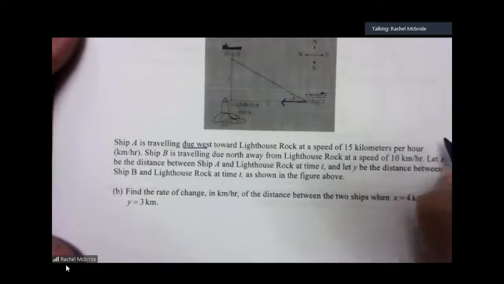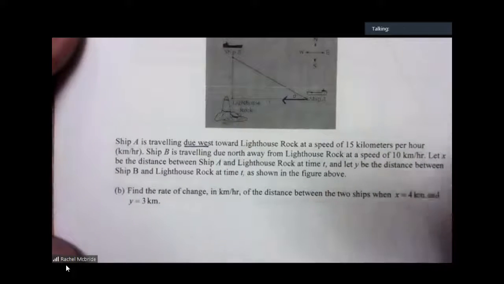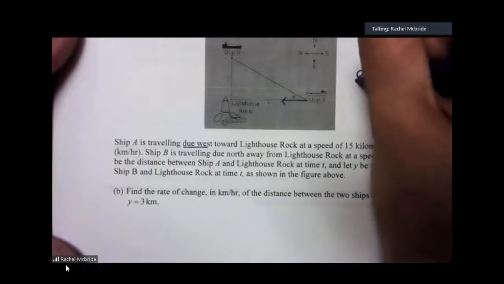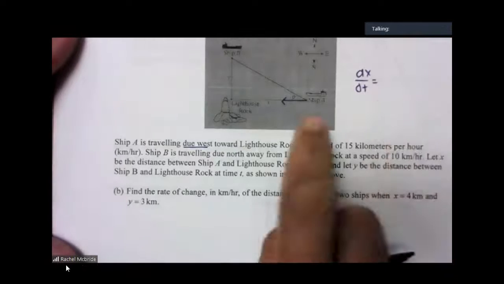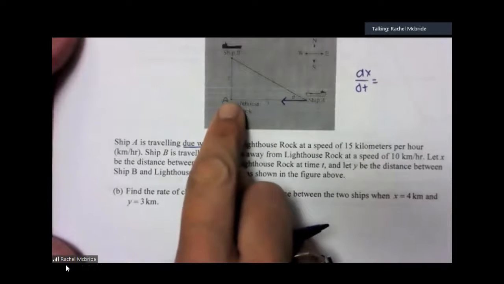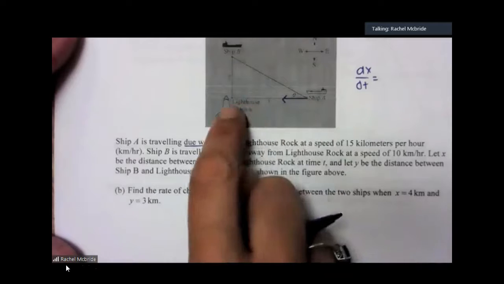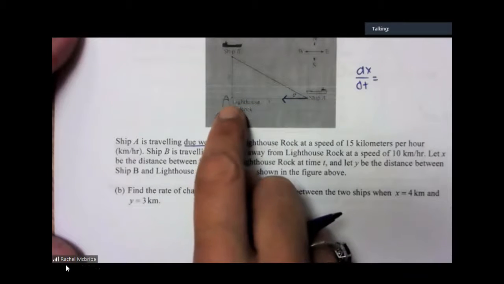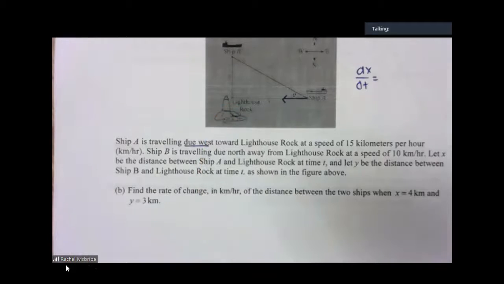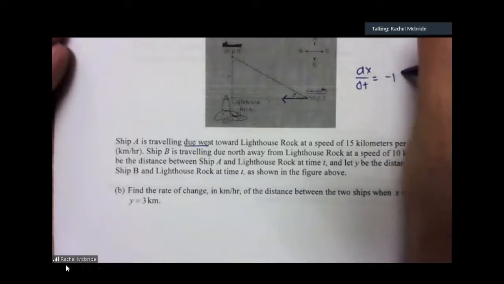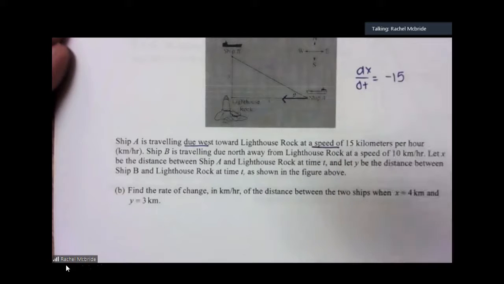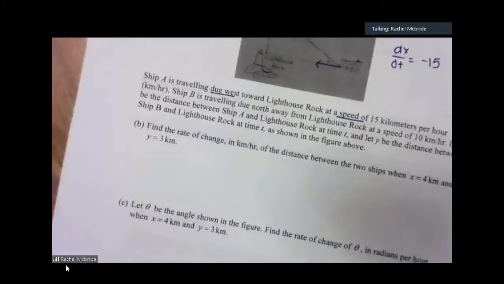So that's my dx dt. I might just somewhere on my page write dx dt. And if it's moving toward the lighthouse, is its rate increasing or decreasing? Is it going to be positive or negative if it moves towards the lighthouse? It's decreasing the distance from a point. Negative. That's why this says speed, because it could give the answer as a positive.